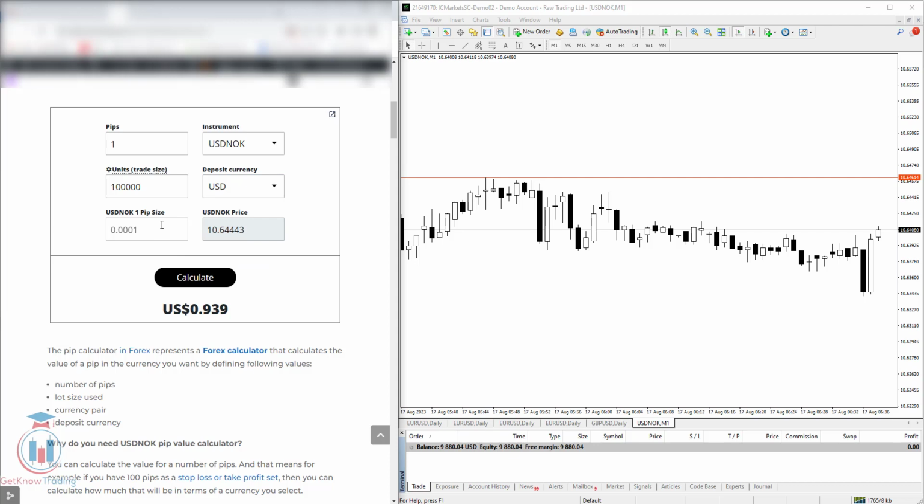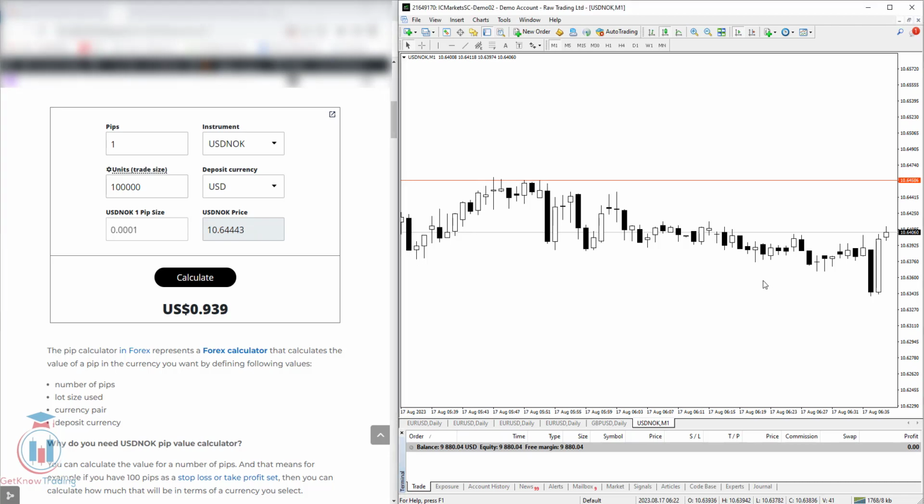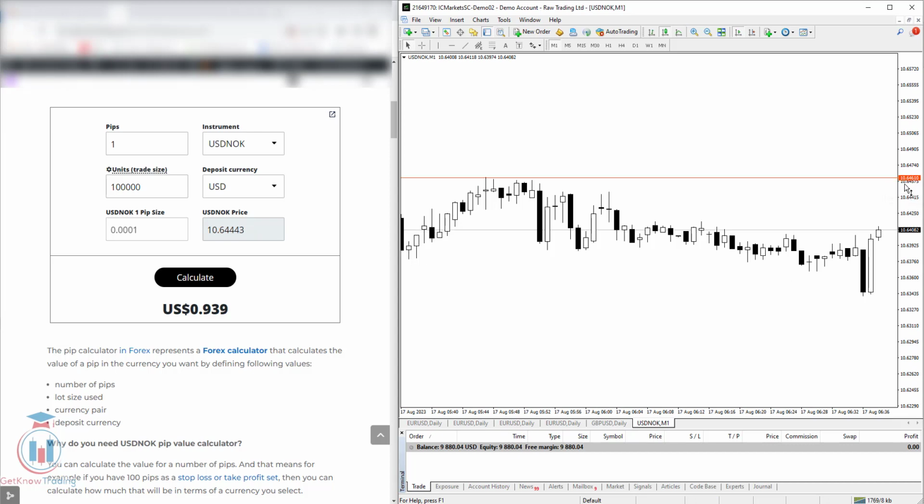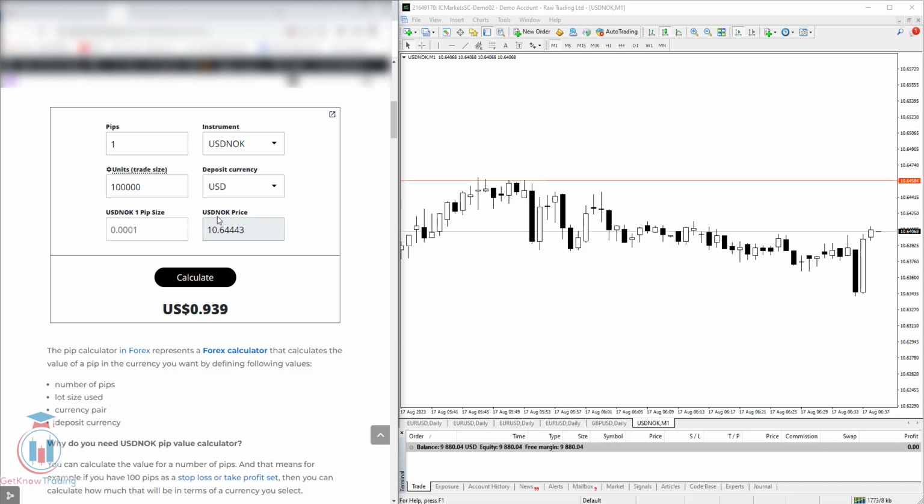Then you have here USDNOK 1 pip size, which means on which decimal point is 1 pip. In my price on the trading platform you can see it is 10.64610, and it has 5 decimal points. The 5th decimal point does not represent the number of pips. On the 4th decimal point is the number of pips, so this is correct with me and also my trading platform. Then you have here the US dollar against NOK price, which means currently it is 10.64443.